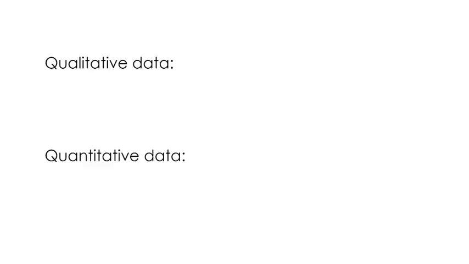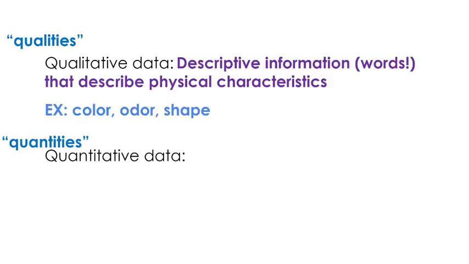Now, there are two different types of data that we can collect in the process of doing an experiment. We've got qualitative data and quantitative data, and these are very similar words, but if you focus on their root word, qualities for qualitative and quantities for quantitative, that can generally help people tell the difference between them. Qualities are generally words describing something, especially the physical characteristics of substances here in chemistry. Something like the color, it's blue, or it stinks, or it's a triangle. Those are all words describing our objects.